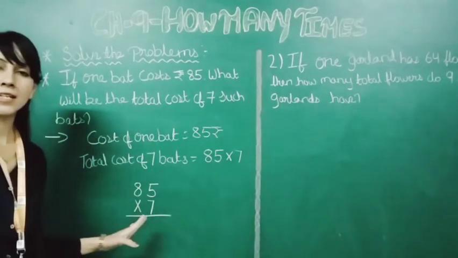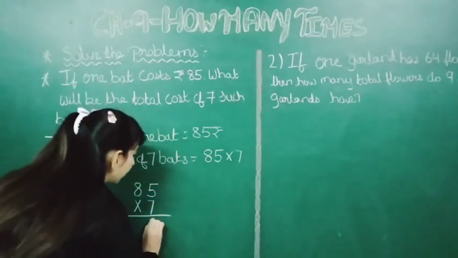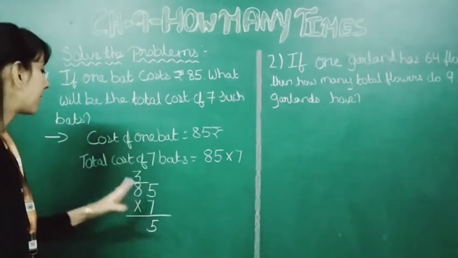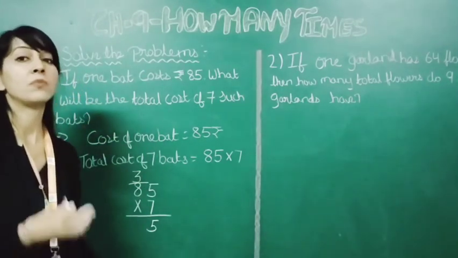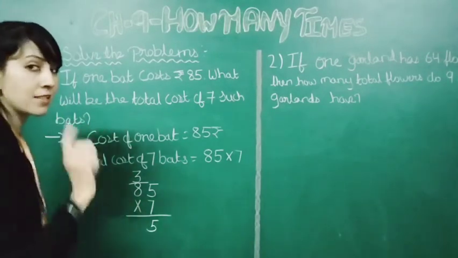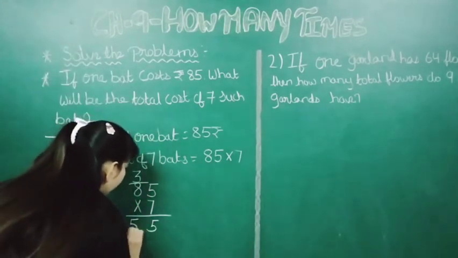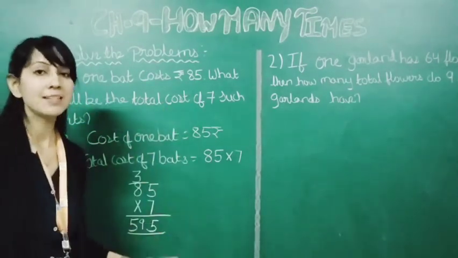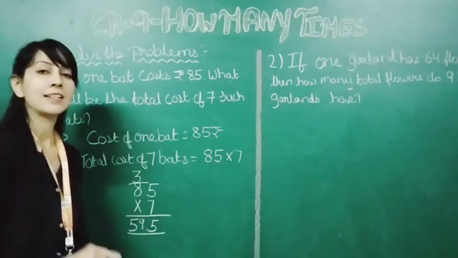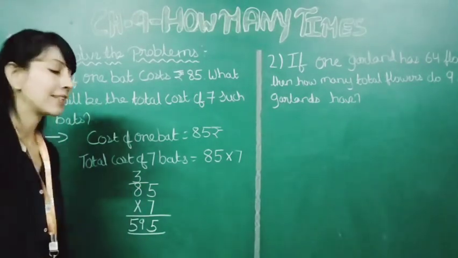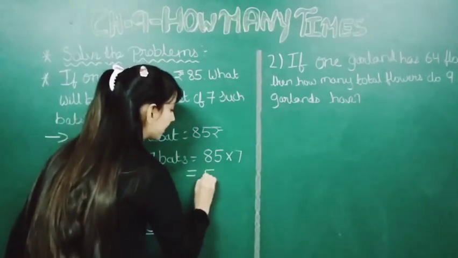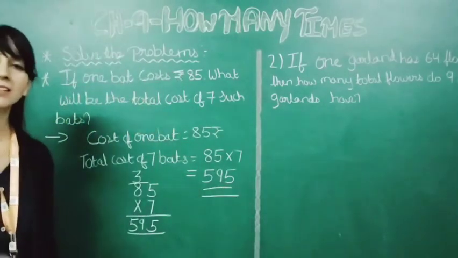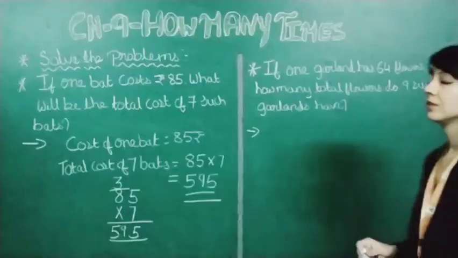Okay. Now 7 5s are? Yes, 35. So here we will write 5 and here we will carry 3 in tens place. 7 8s are 56. Yes. Now 56 plus 3. Yes, you got answer 59. So here we will write 59. Means the total cost of 7 beds is 595. Okay, you got answer 595.